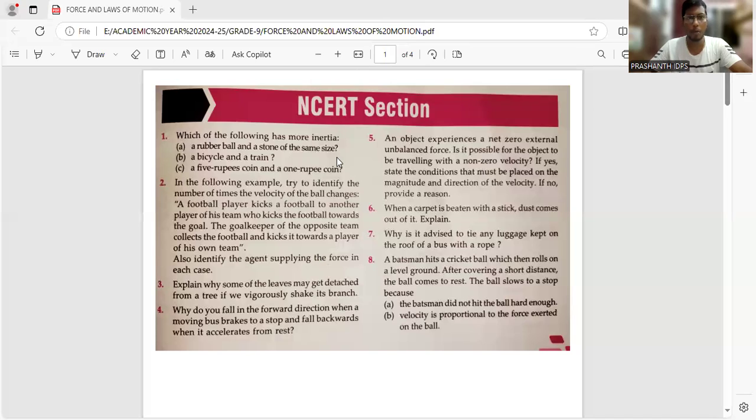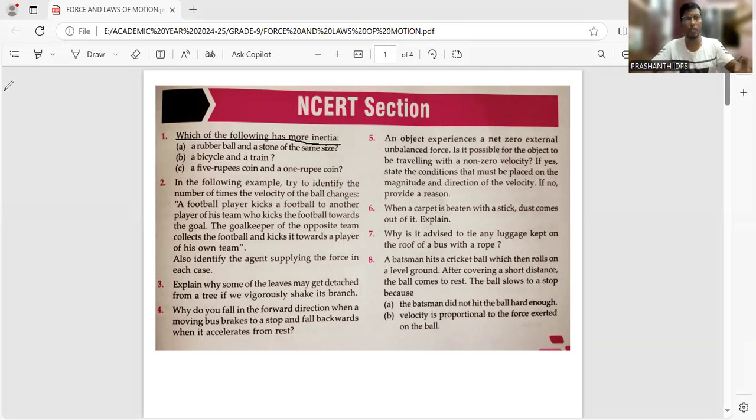Today I am going to explain the NCERT section of chapter 2, Force and Laws of Motion, which is given in your textbook. Let us discuss all the questions. I will explain each and every answer in detail, and you also make a note in your classroom. If you observe the first question, the question is which of the following has more inertia?